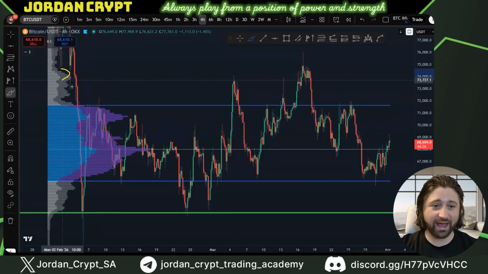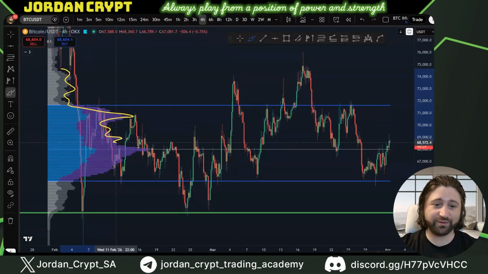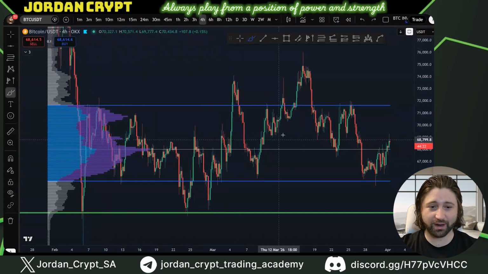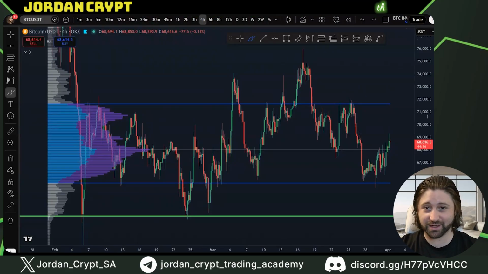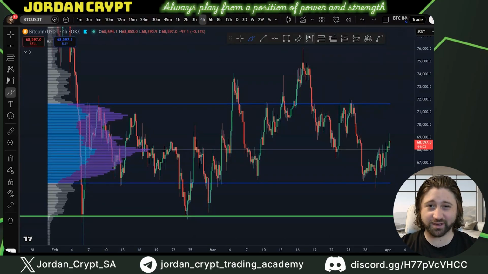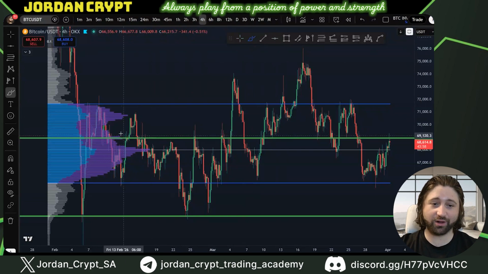Another key factor of the fixed range volume profile is understanding the high volume nodes. So when you are looking at your volume profile, try to find the spikes on the volume, and those will give you your high volume nodes, which act as major support and resistance levels, which can also help you in profit taking.